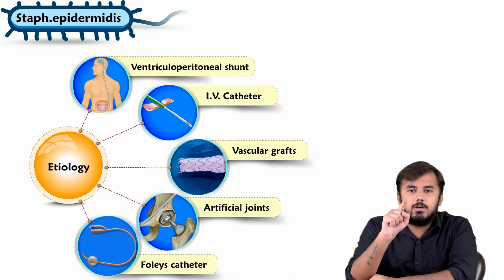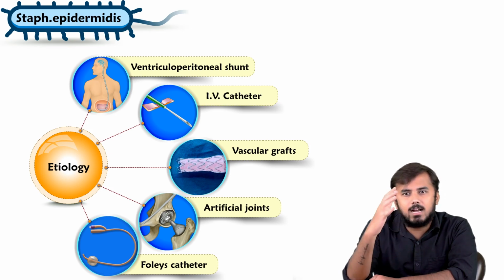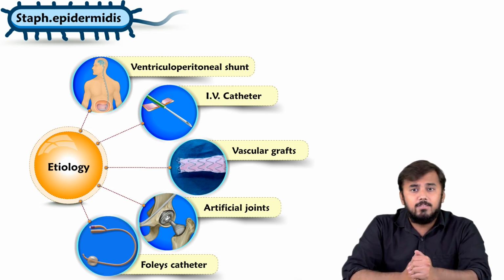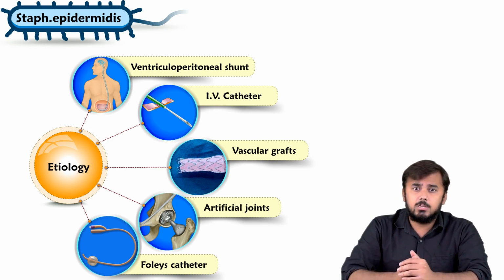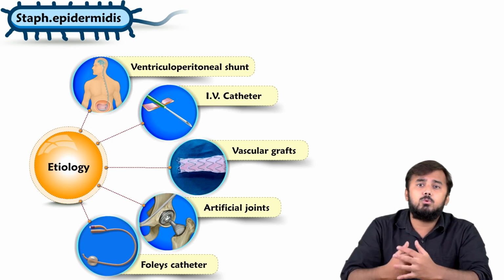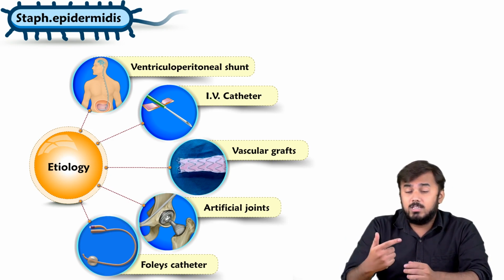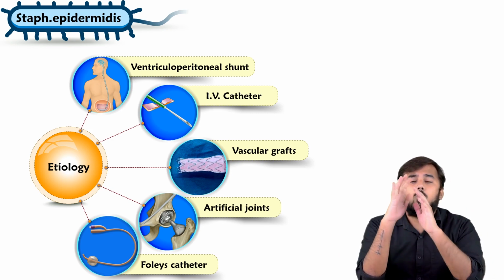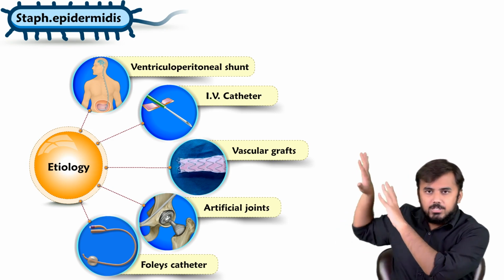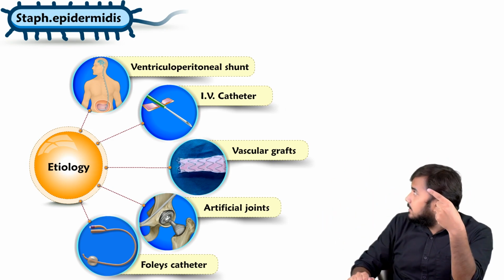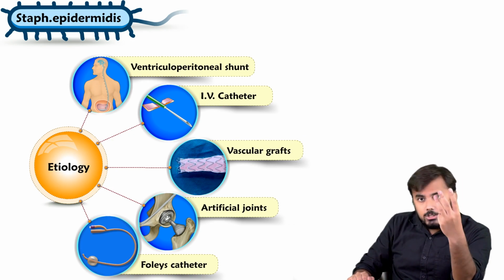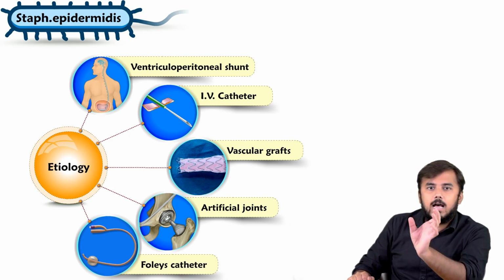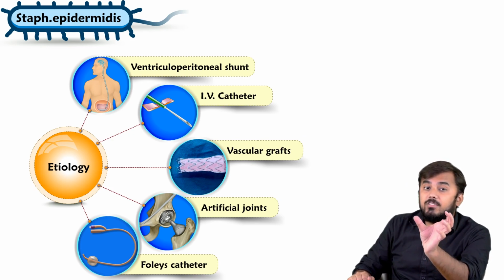Always and always, never give Foley's to the ward boys or the sisters to put in, because they don't know. Most of the untrained ward boys, untrained sisters, untrained medical practitioners don't take proper precautions. You need to completely sterilize that area and then put the Foley's inside, because with Foley's you are directly putting the infection into the person. Fine. So overall, IV catheters, vascular grafts, artificial joints, and Foley's catheter are the things through which the infection spreads.